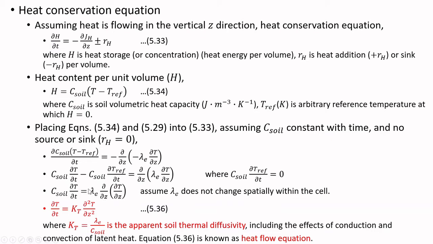And then if we take the effective thermal conductivity divided by the soil volumetric heat capacity, we will get KT. KT is the apparent soil thermal conductivity, including the effect of conduction as well as convection of latent heat. So this equation 5.3.6 is known as the heat flow equation. When we talk about the heat flow equation, we are talking about this equation.